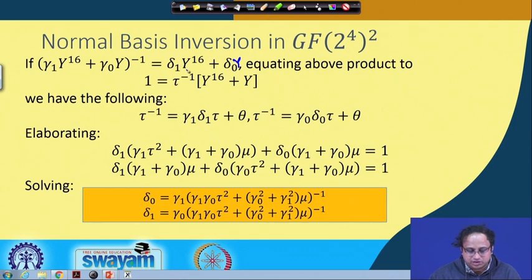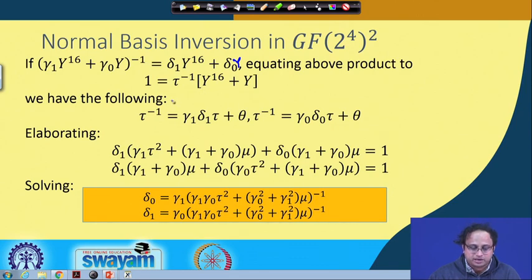So when this inverse relationship is satisfied, that means when I multiply this polynomial with this polynomial, I get 1 as a result. Therefore, equating the above product, which I just now derived for the multiplication of two inputs, to 1, then 1 is nothing but tau inverse y to the power of 16 plus y.